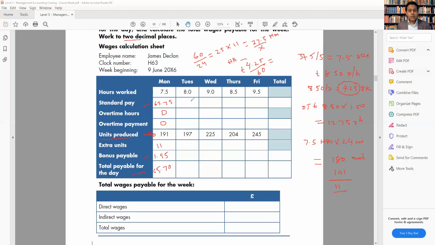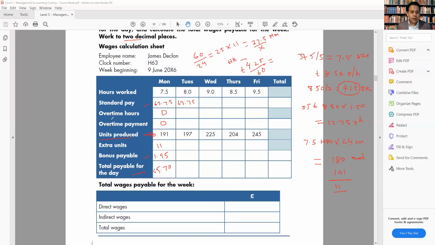All right. The next one we have is Tuesday. Let's talk about Tuesday. How much will be the basic pay for Tuesday? Standard pay. Remember, standard pay will always be the same, because anything extra you work beyond 7.5 hours will be overtime. Don't forget that. So your basic pay remains the same, the standard pay remains the same. That will be 63.75 anyway.